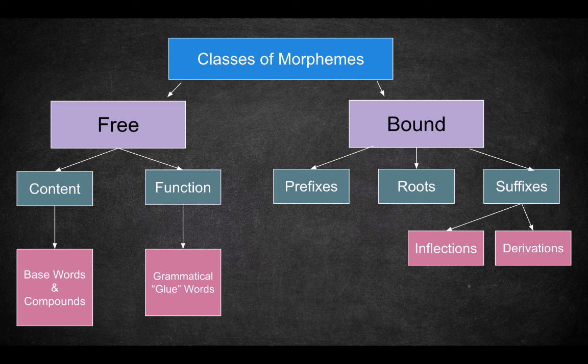Morphemes can be free or bound. Free morphemes, or base words, can stand alone as a word, whereas bound morphemes, including prefixes, roots, and suffixes, must have additional morphemes added to make a word.